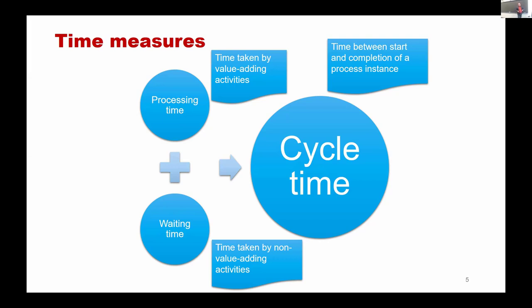Now, cycle time, as I said, is the main reference. When we talk about time, we usually refer to cycle time. But cycle time can be refined, or rather decomposed, into some other temporal measures. Two of them that are very important are the processing time and the waiting time. The waiting time is also called idle time, I-D-L-E.